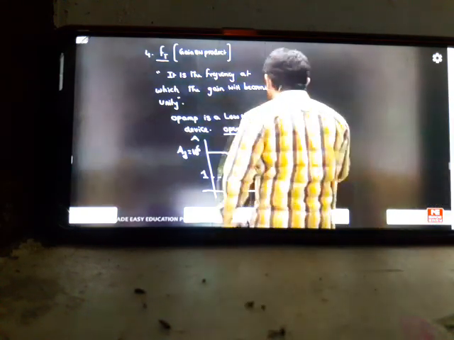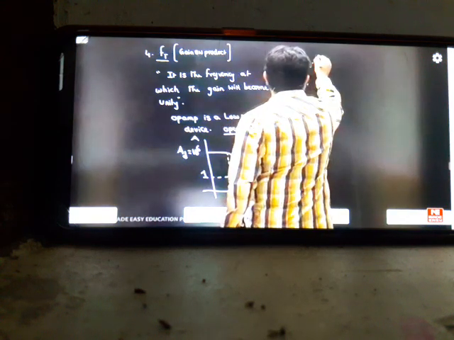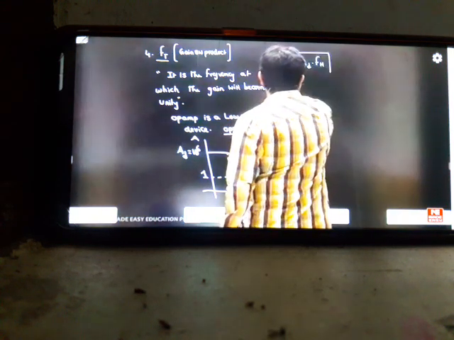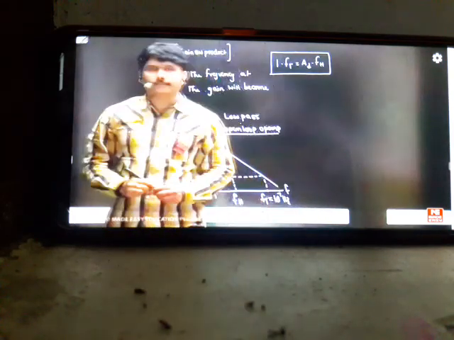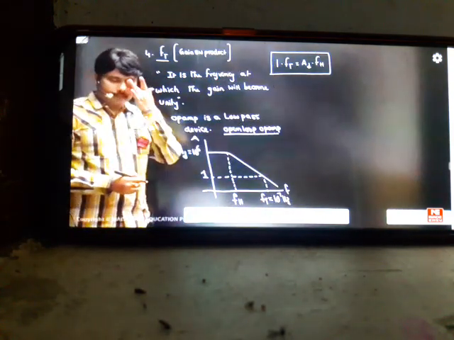So the formula you can write here: 1 into FT will be the same as your AD, open loop gain, into FH. So this is the beautiful formula we can apply to solve for bandwidth. So the gain bandwidth product formula is gain into bandwidth. This is my gain, this is my bandwidth, and it will be equal to 1 into FT. That is the story about the gain bandwidth product.